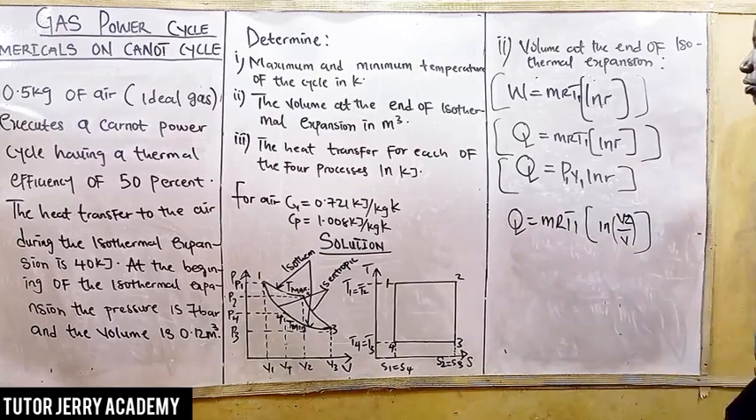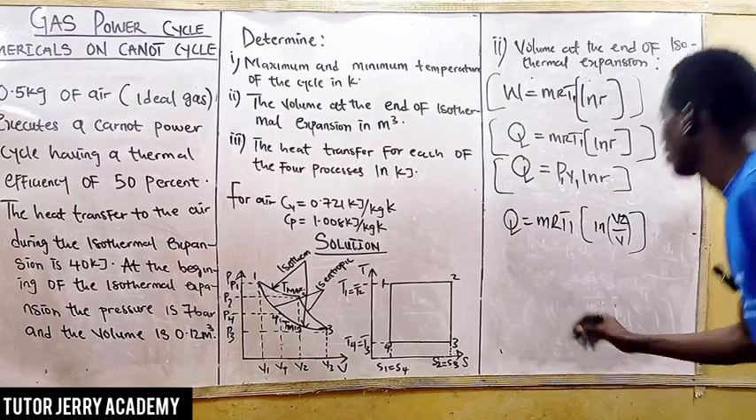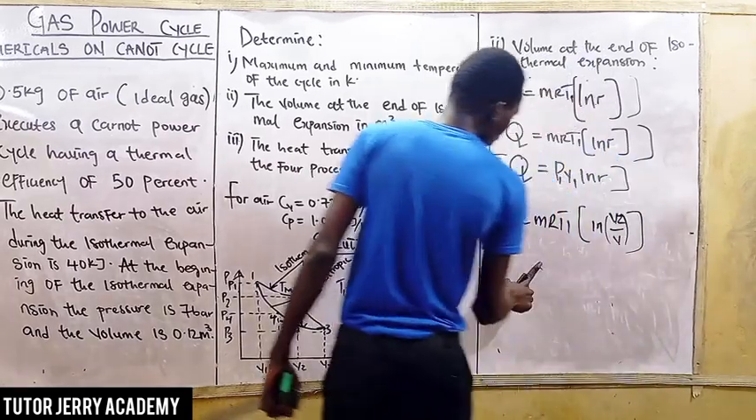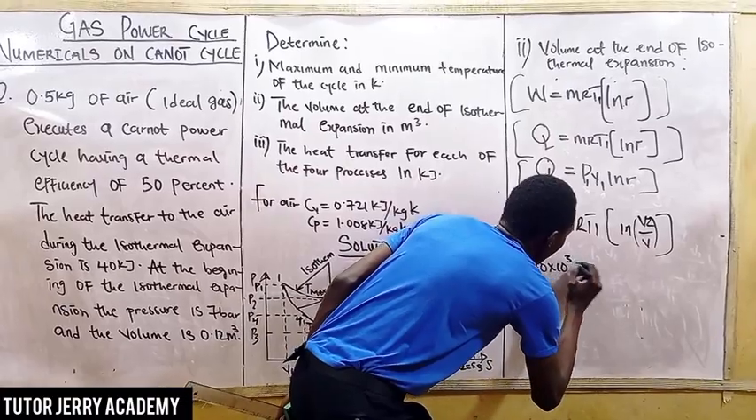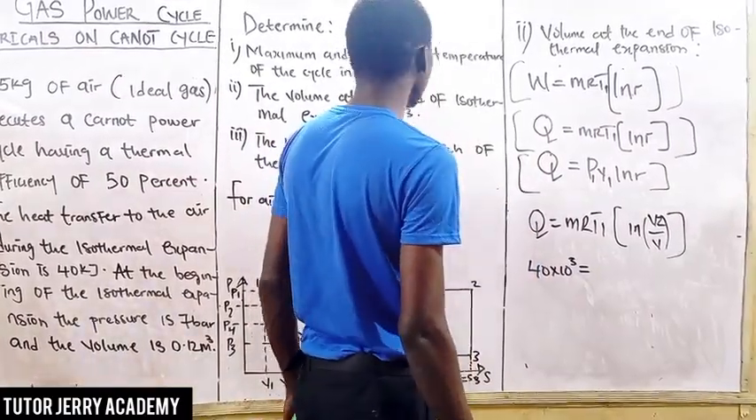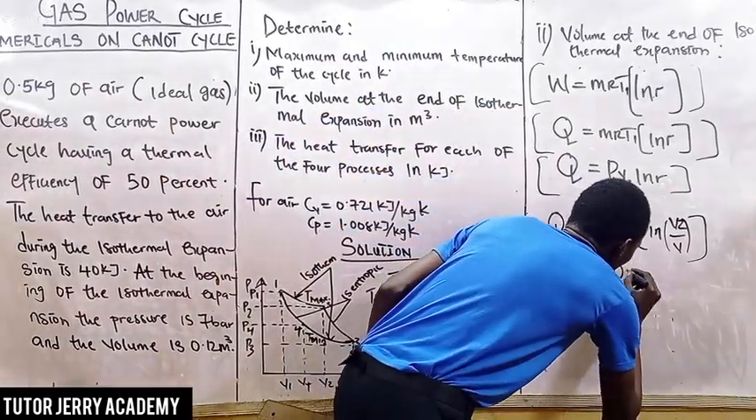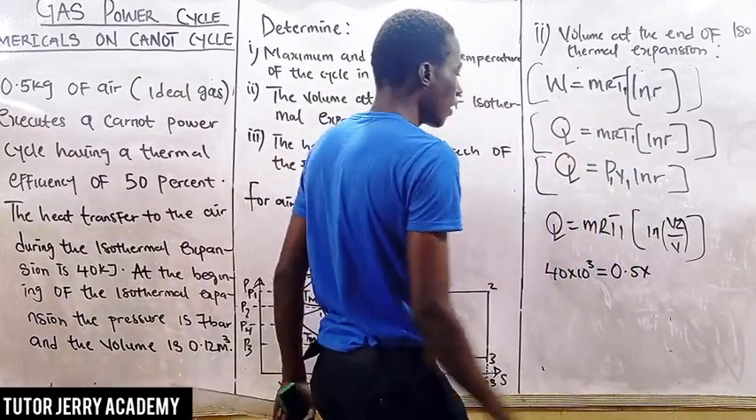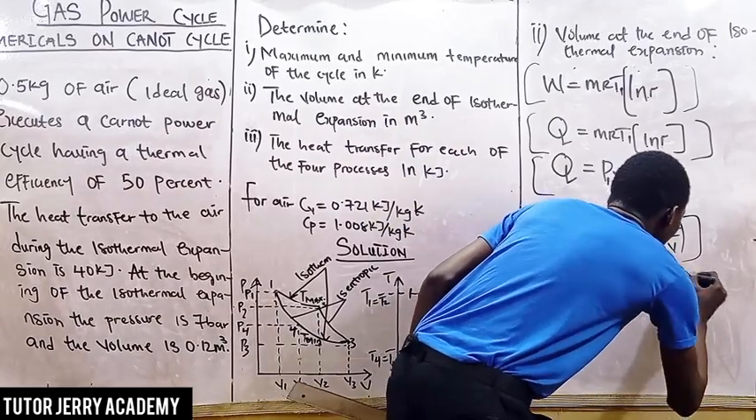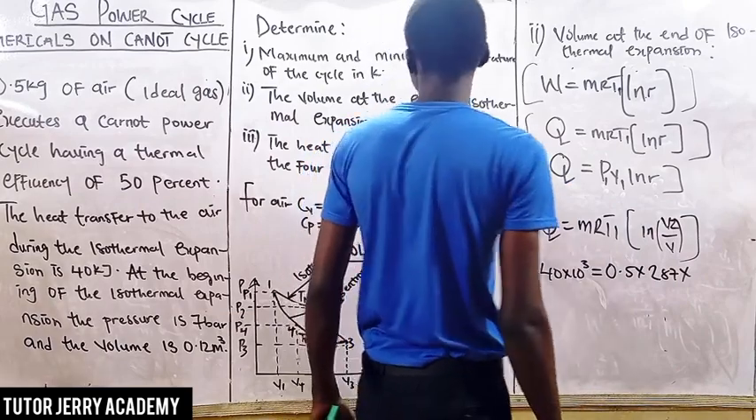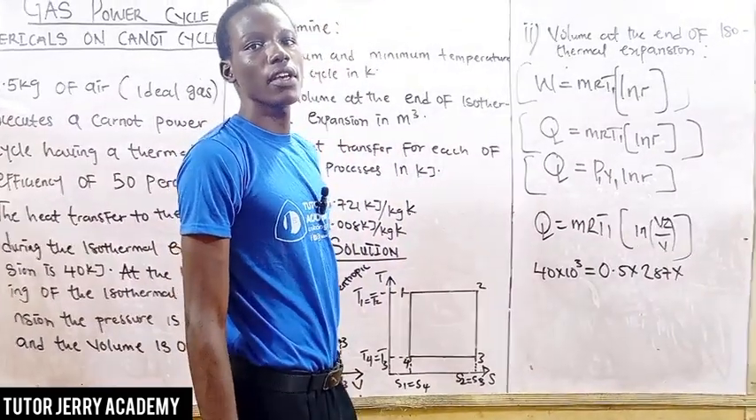I'm going to be substituting my values. From the question, I have 40 kilojoules to be my heat. And of course, kilo is nothing but 1,000. So I'm going to be having 40 times 10 to the power of 3 to be equal to my mass, which is 0.5 kg, multiplied by R. I told you that R is 287, multiplied by T1, which is the maximum temperature, 585.4.